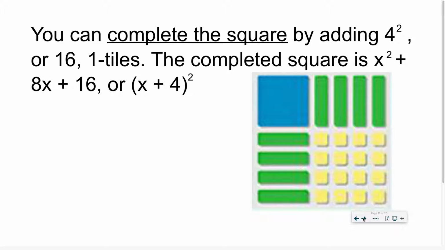Why would we want to do this? This is the question that hopefully comes up as you go through. The reason we would want to do this is because if I create a perfect square trinomial, I can easily factor it. And this is where we want to get to.